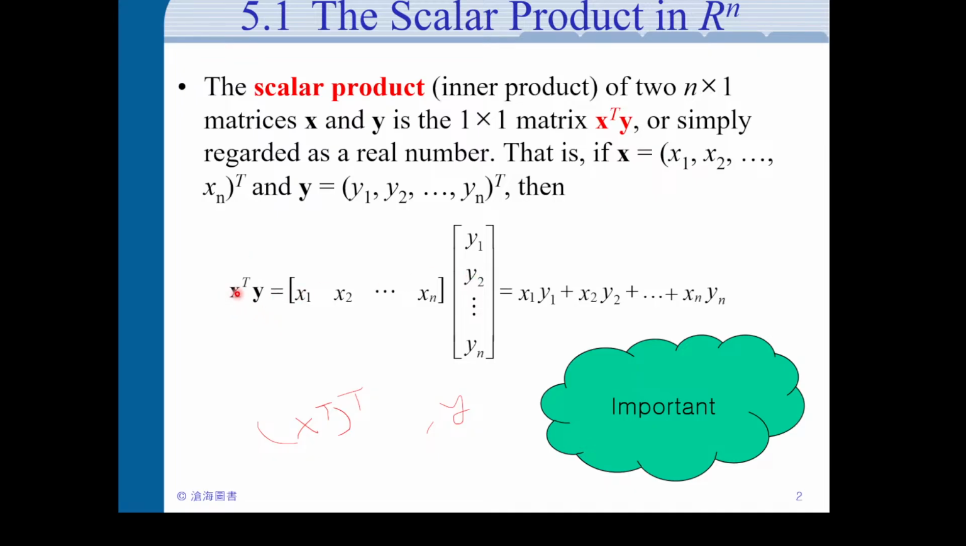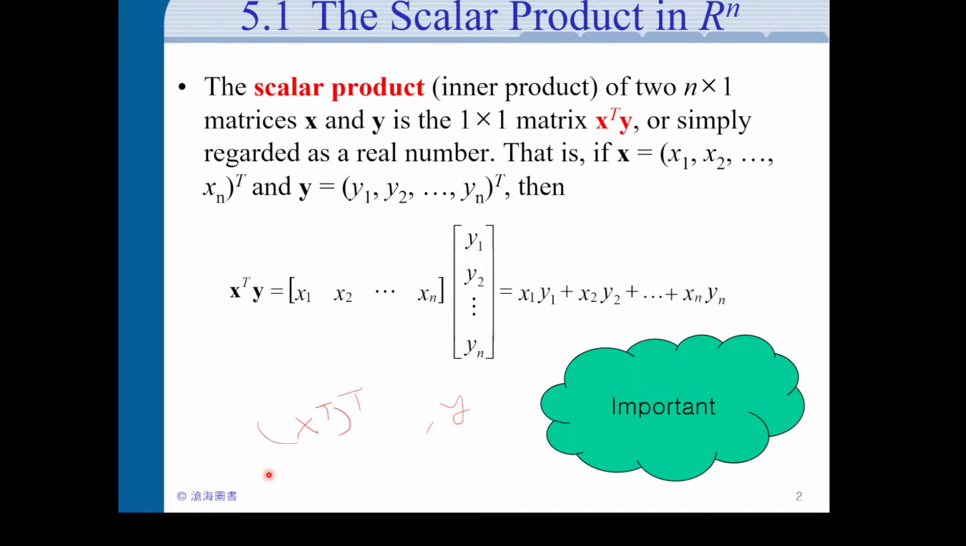Then x transpose times y, we can just think of as a matrix multiplication. It gives you a 1 by 1 matrix, which is just a number. The element of this matrix is x1 y1 plus x2 y2 plus all the way to xn yn. So it just sums together the products of each individual element. This is our definition of a scalar product on two vectors in Rn.